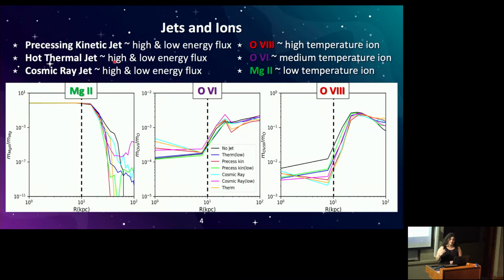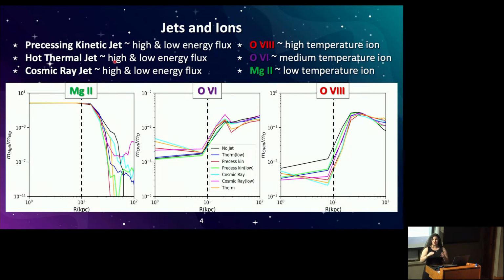So we chose to do 3 different types of jets for this analysis. We took a precessing kinetic jet, a hot thermal jet, and a cosmic ray jet. For each of these 3, we then analyzed a high energy flux and a low energy flux version of the same jet, and we compared them all to a control simulation with no AGN jet, so a total of 7 different types. And we specifically analyzed 3 different types of ions, oxygen 8, oxygen 6, and magnesium 2.